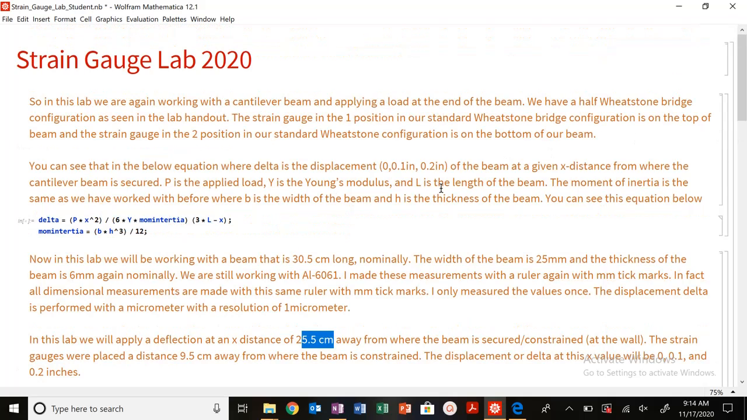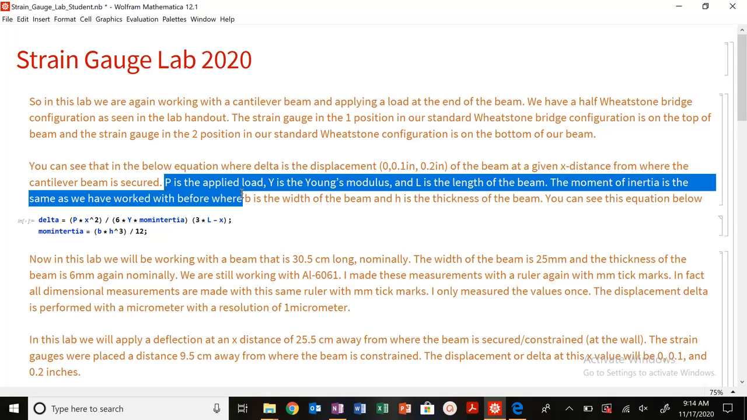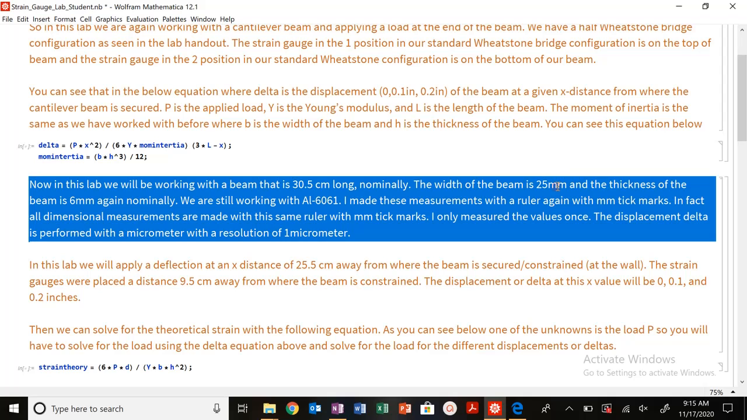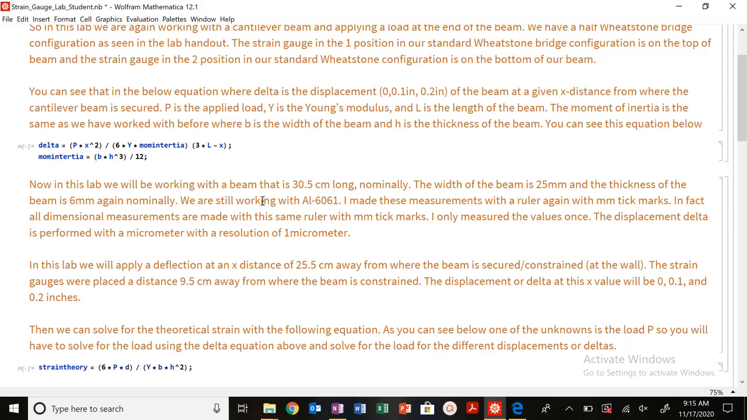Again, L is the length of the beam, Y is our Young's modulus, 69 times 10 to the 9 pascals. P is going to be our applied load, which we're going to have to solve for. The beam is 30.5 centimeters long nominally. The width of the beam is 25.5. Thickness is 6. Again, nominally, I made these measurements with a ruler with millimeter tick marks.